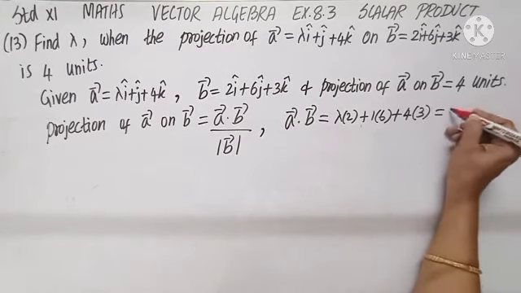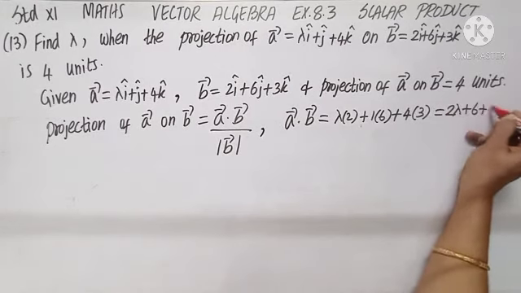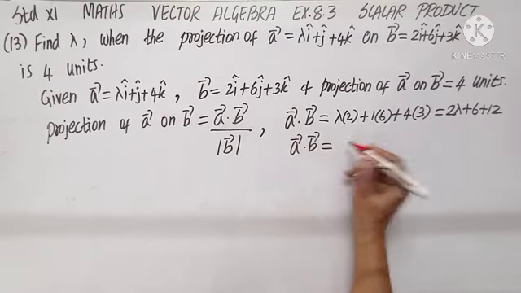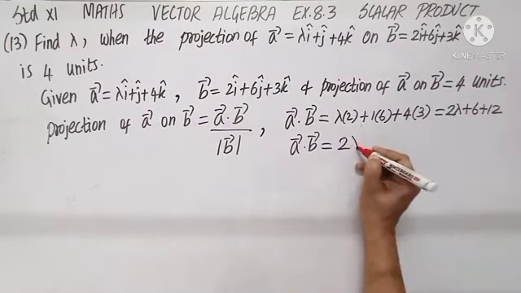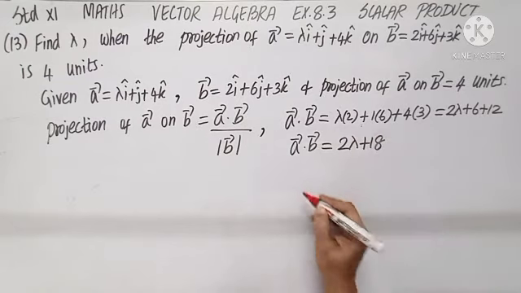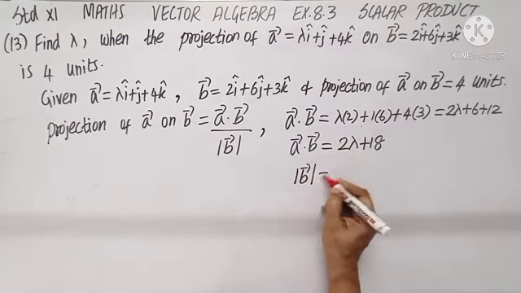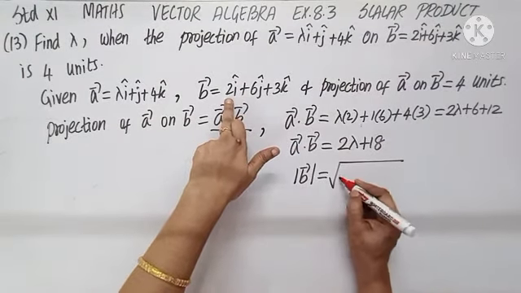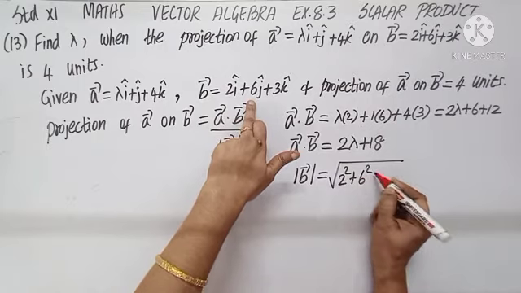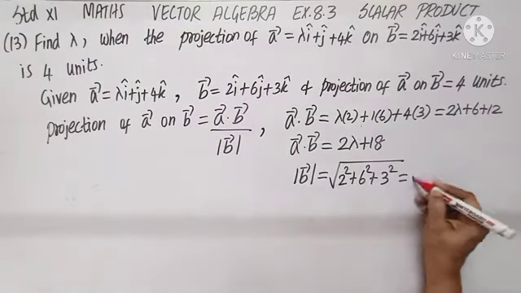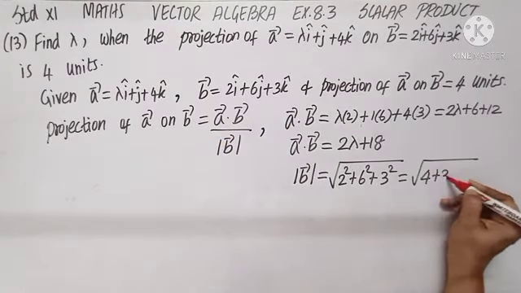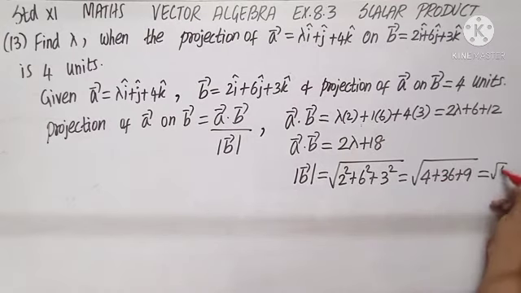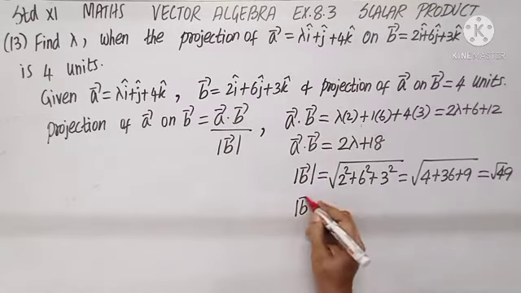That is 2 lambda plus 6 plus 12. So A dot B, we arrive at 12 plus 6, 2 lambda plus 18. What is modulus of B? Root of squares of each component to be added: 2 square plus 6 square plus 3 square, or I get 4 plus 36 plus 9, that is 49, and the square root is 7.